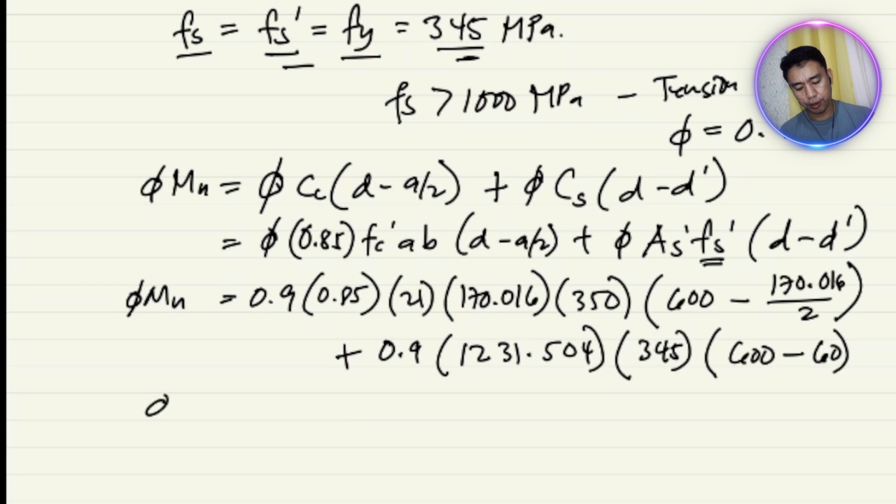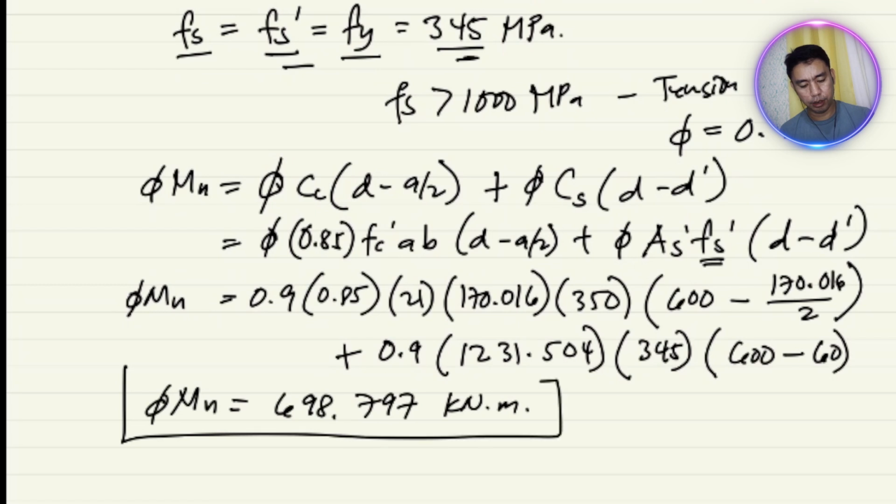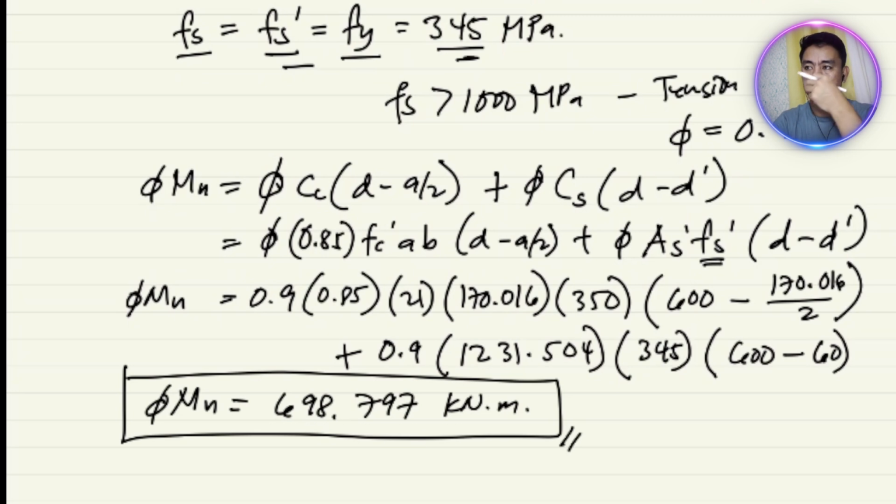Then we'll calculate that one. We get the value of VMN is equal to 698.797 in terms of kilonewton meter. Okay? So, ang bilis ng calculation kung ang assumption natin is correct. So, sir, what if our assumption is wrong?